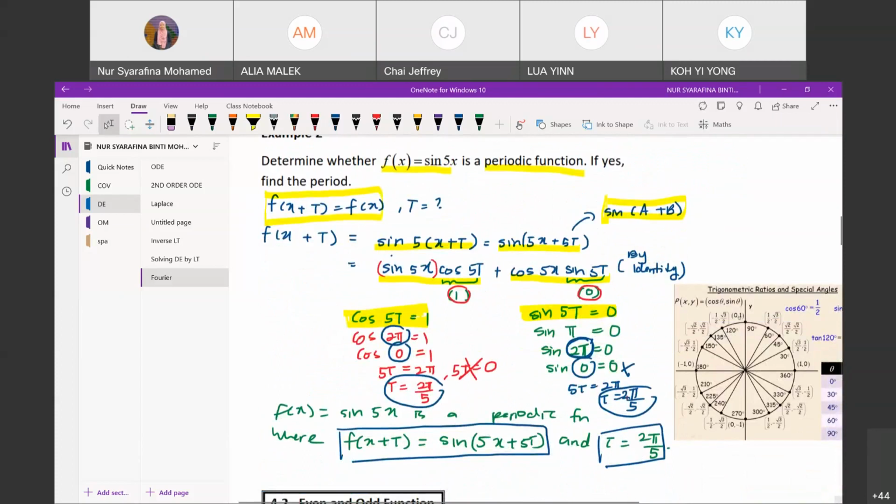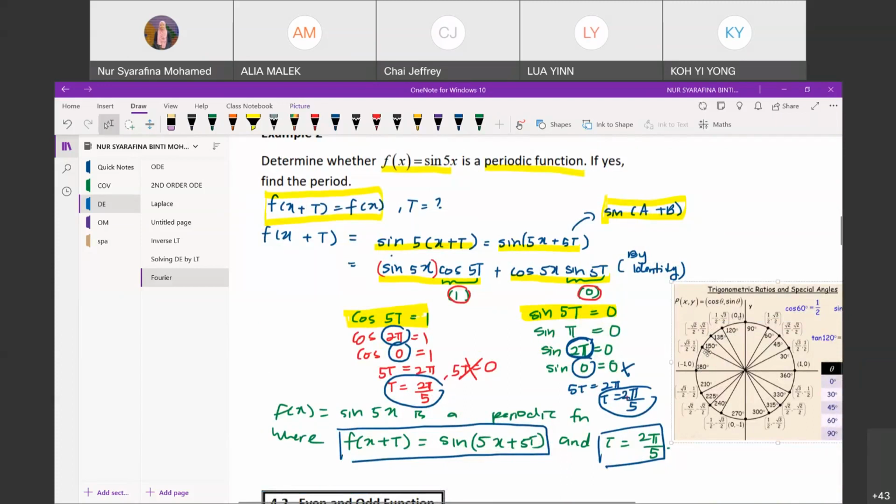Anyone ask question? Doktor boleh ulang ke cos 5T kenapa dapat 2 pi? Dapat cos 2 pi. This one? Okay.